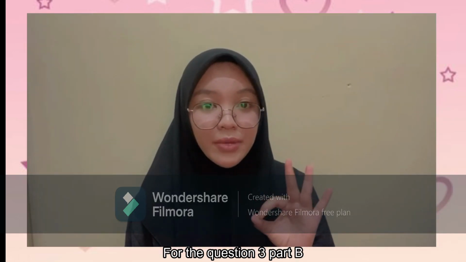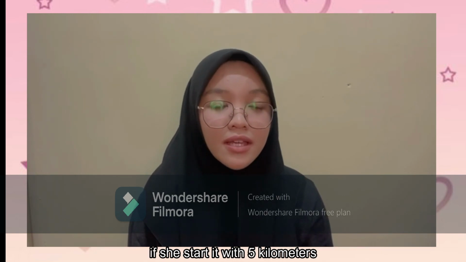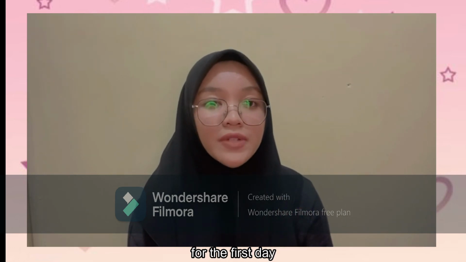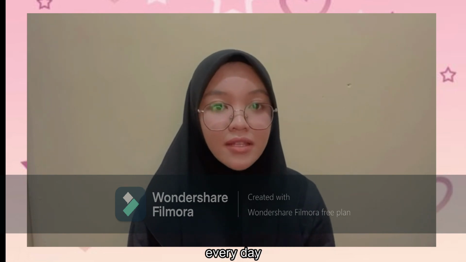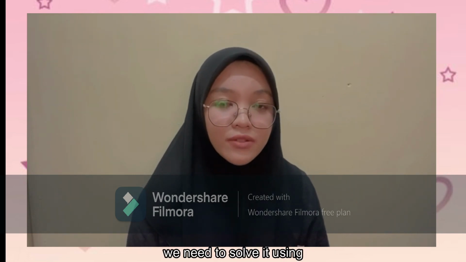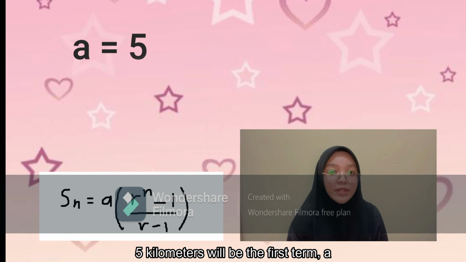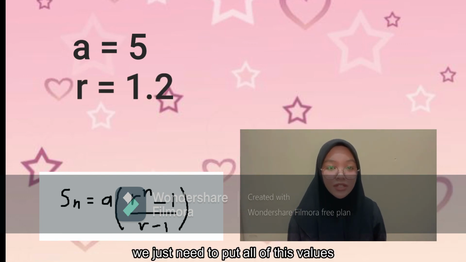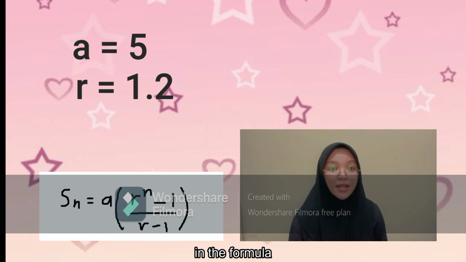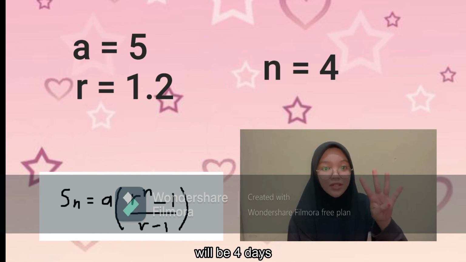For the question 3 part B, we need to know how many days did Melissa walk for 27 kilometers if she started with 5 kilometers for the first day and then she increased 20% more than her previous distance every day. For this question, we need to solve it using sum of the geometric series formula. 5 kilometers will be the first term A, and we need to calculate for the common ratio, and the answer will be 1.2. Next, as usual, we just need to put all of these values in the formula and solve for n. Then, the final answer for this question will be 4 days.